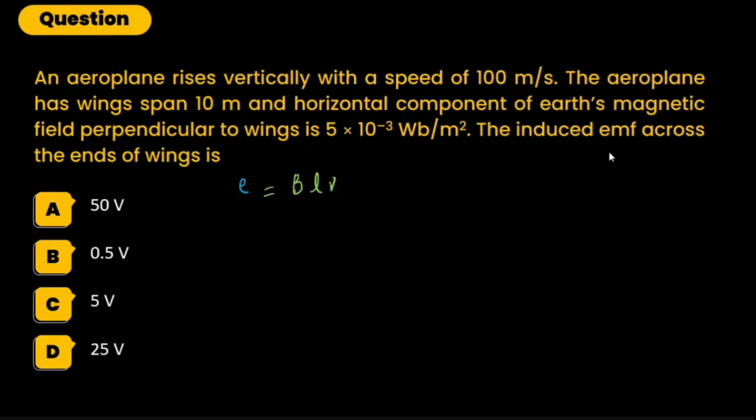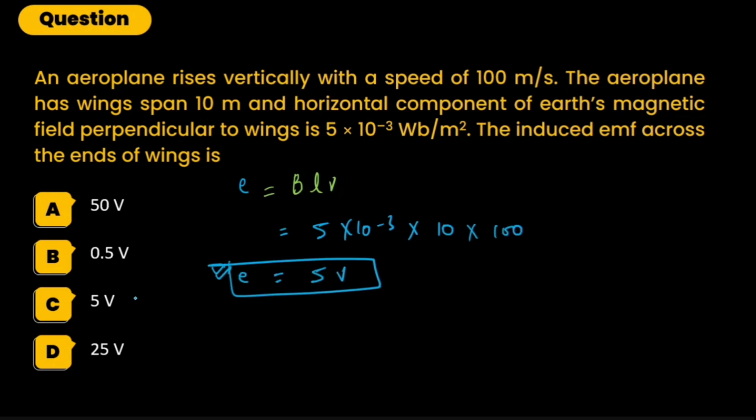So you can simply calculate the induced EMF across the ends of the wings by using the given relation and the given data. The speed is 100 meters per second, the magnetic field is 5 times 10 to the power minus 3, the length of the wingspan is 10, and the speed is 100. So it comes out as 5 volts. You can see that some potential is automatically developed across the wings because of the motion of the flight through the Earth's magnetic field.